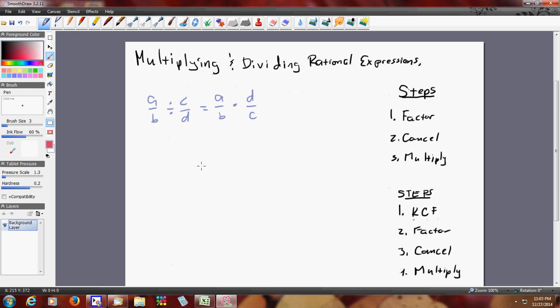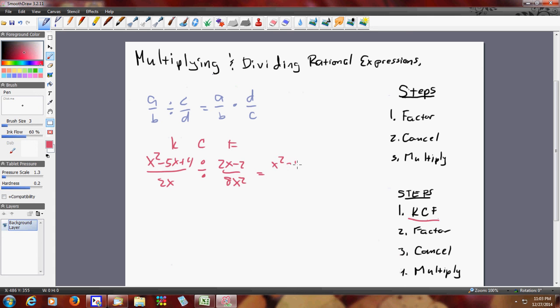But let's take a look at an example here. Let's say we had something like this: x squared minus 5x plus 4 over 2x, divided by 2x minus 2 over 8x squared. Now, what I like to do is call this the keep, change, flip. I keep, I change the sign, and I flip.